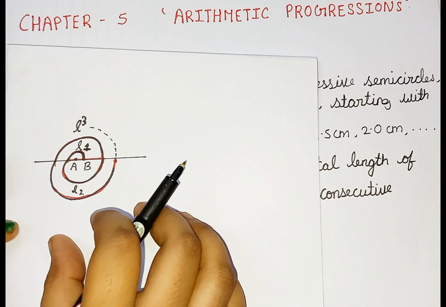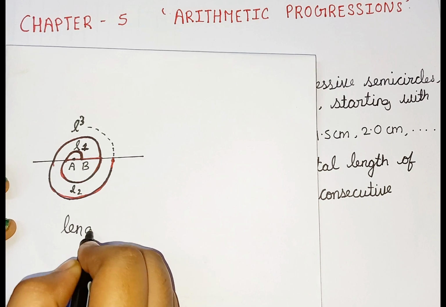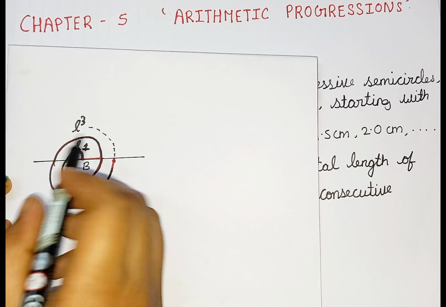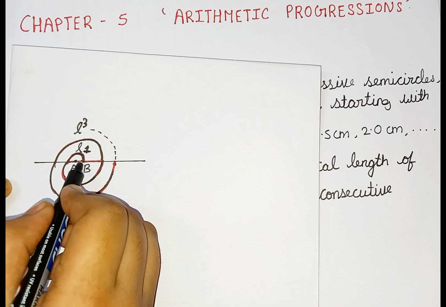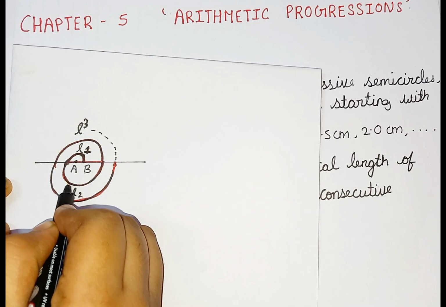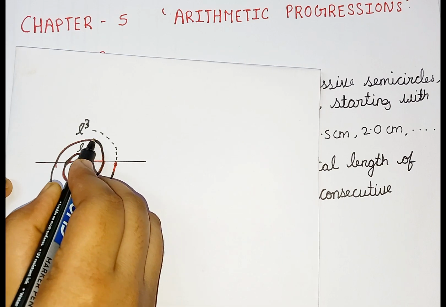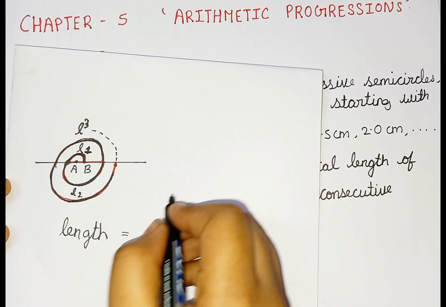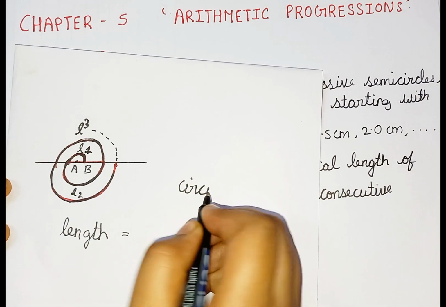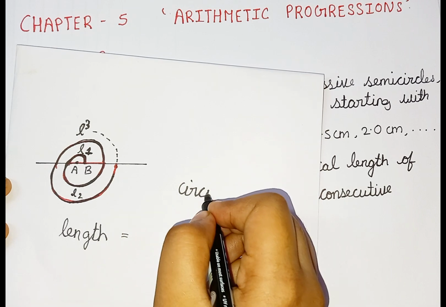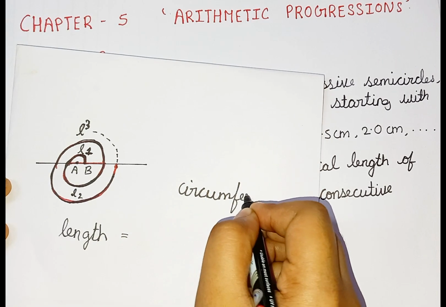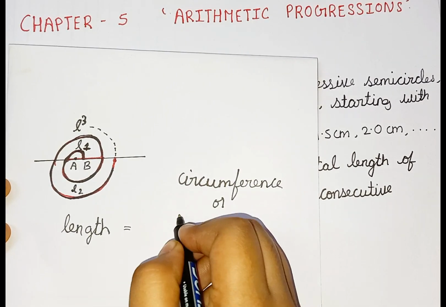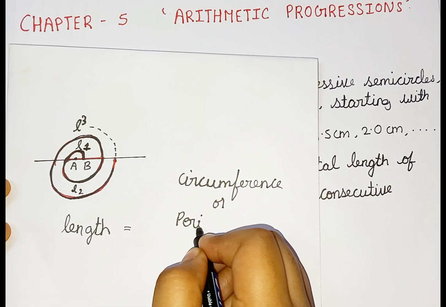Here we are supposed to find the length. When I talk of the length of the spiral, it means the wire, right? When I draw like this, what is the meaning of this part? In maths we say it is circumference. The outer part is the circumference. We call it circumference or perimeter.